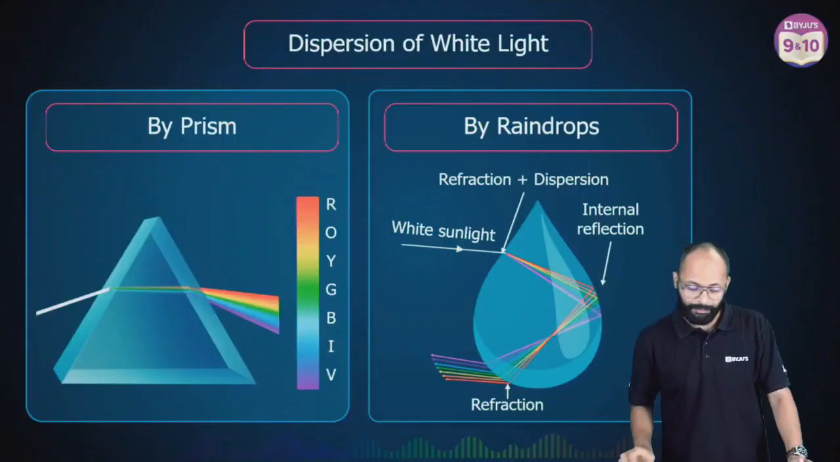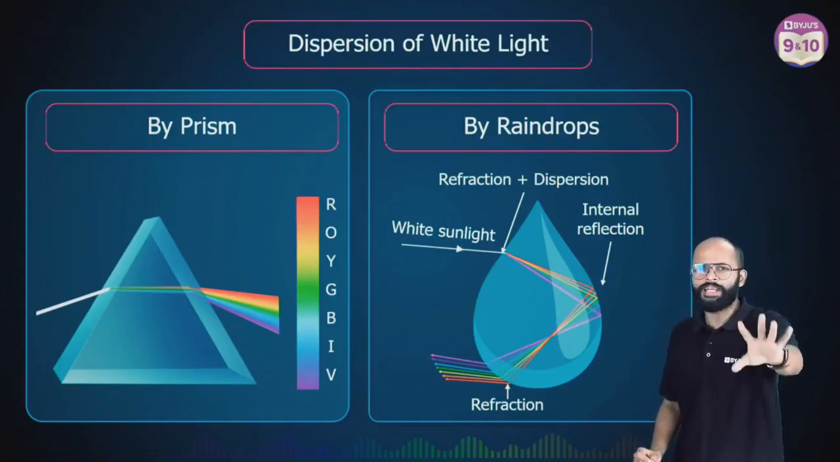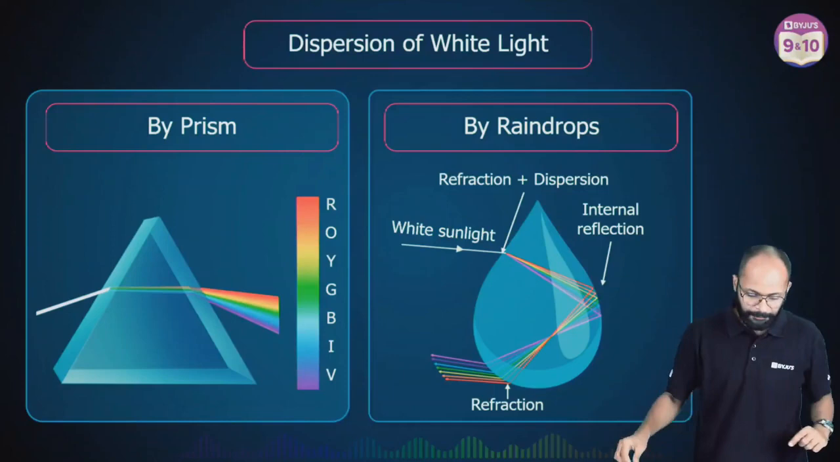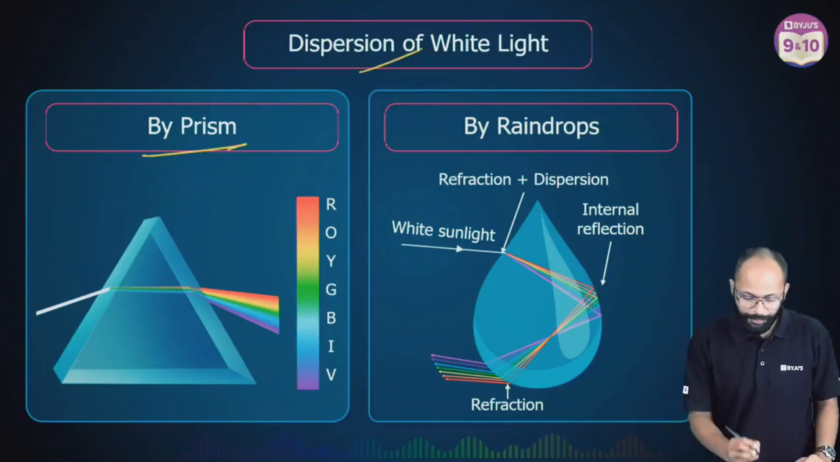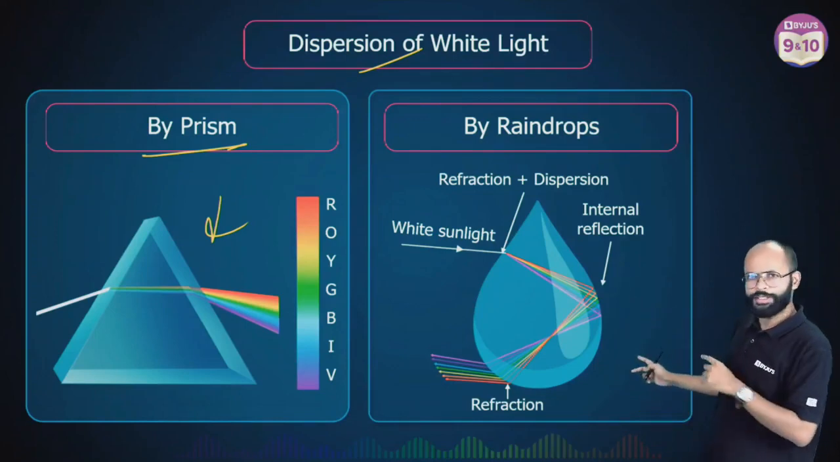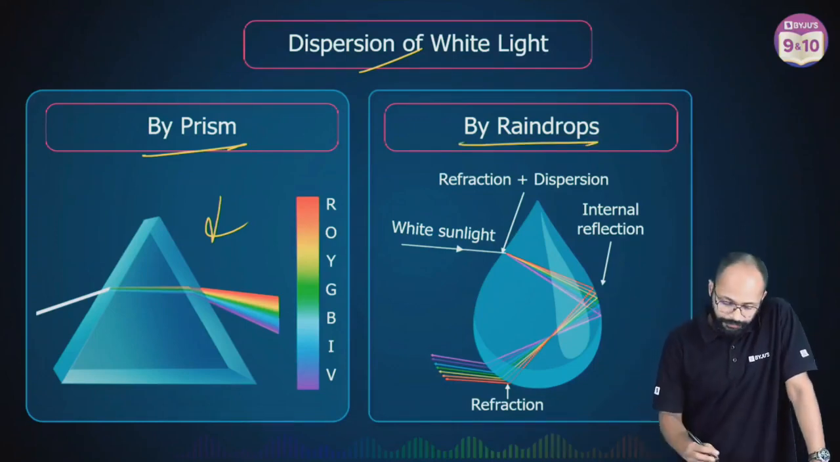And those are acting like prisms. So what happens? Listen to me very carefully. And एक गलती जो बहुत लोग करते हैं, तुम नहीं करोगे, बस ध्यान से सुनना. Dispersion of white light by a prism, we know. Red is on top, violet is on bottom. Very good. By raindrop में क्या होता है?